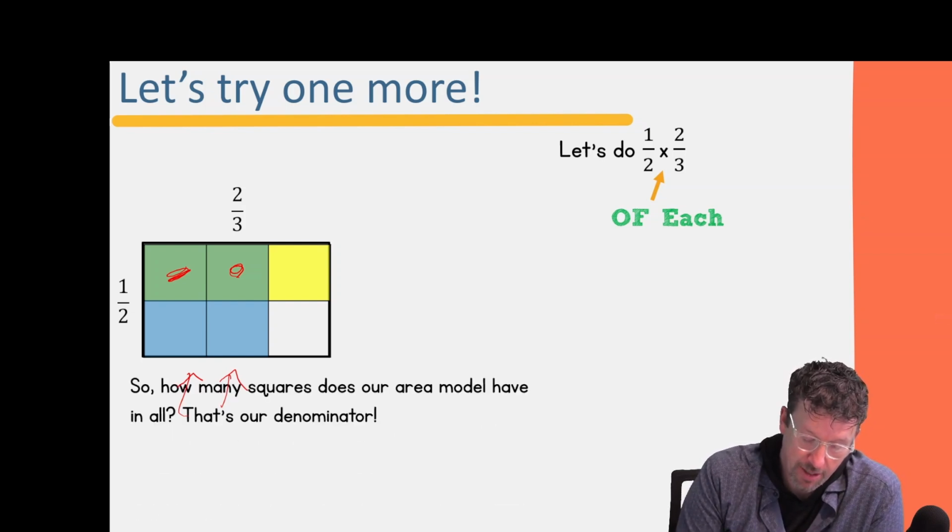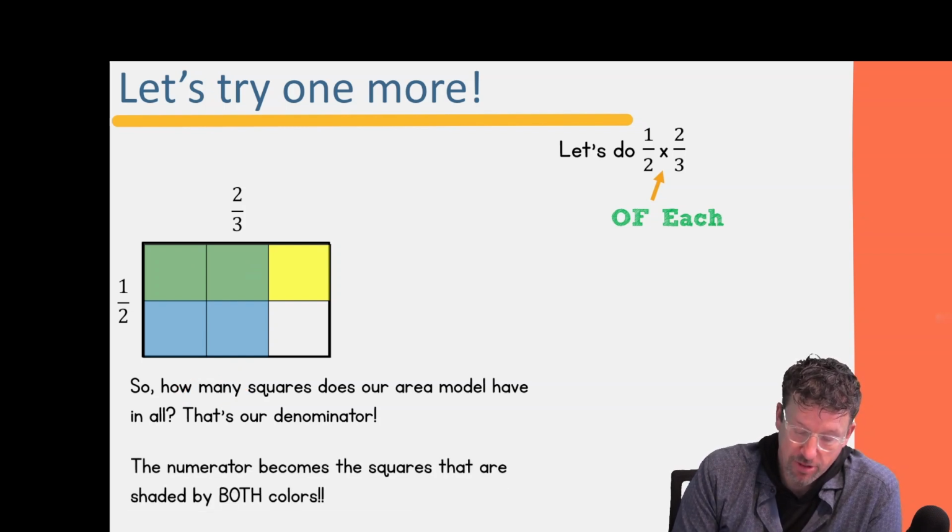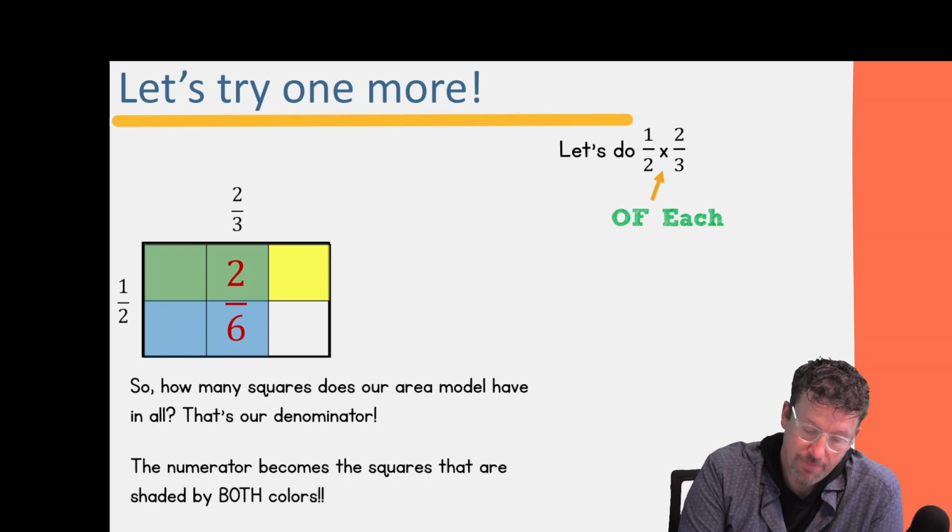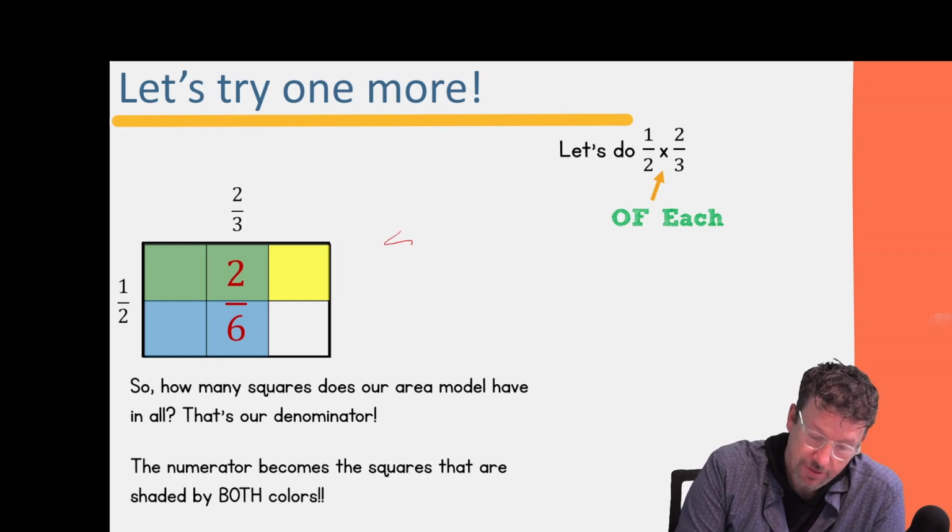So what's our answer? How many squares does our shape have in all? Well, that would be 6. Okay, and then how many of them are shaded in by both? That would be 2. So our answer is 2/6.